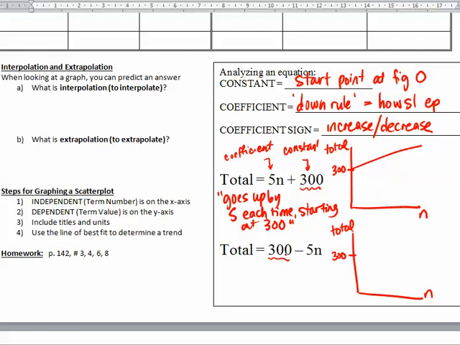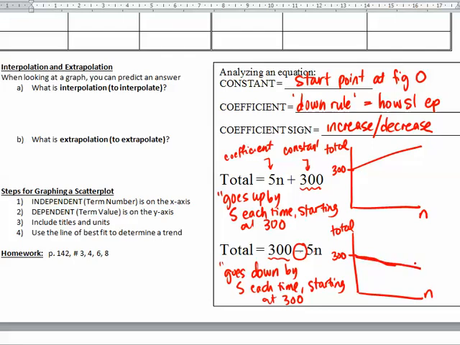Now this one, I read slightly differently. I'm starting at 300 again, but now I see this minus sign, which means I'm going down by 5 each time. So this one says goes down by 5. The reason it says goes down is because it has a minus sign there. Goes down by 5 each time, starting at 300. So I'm starting at 300 again, and now the minus sign means go down by 5 each time.